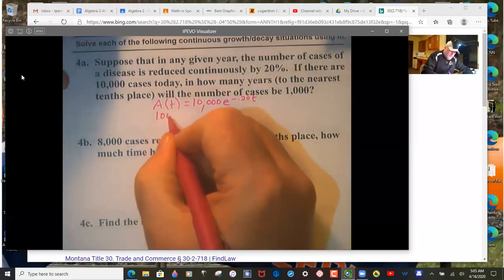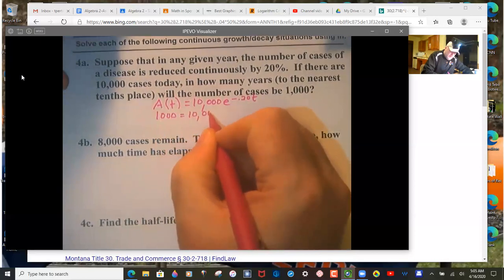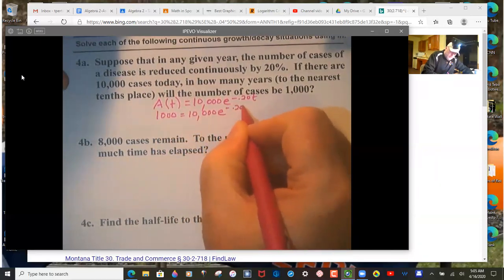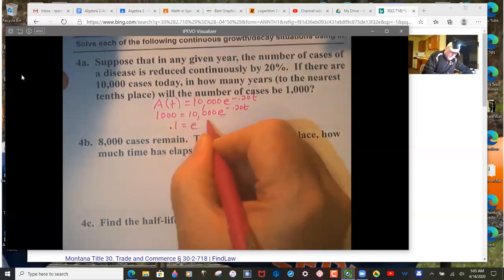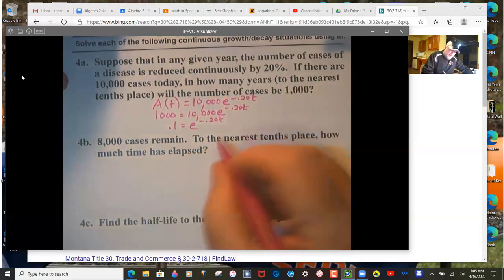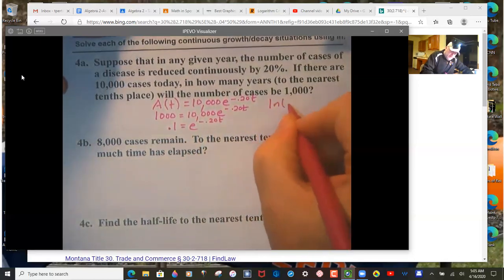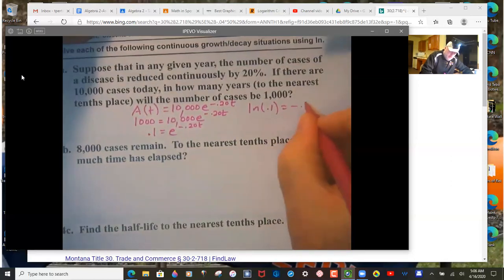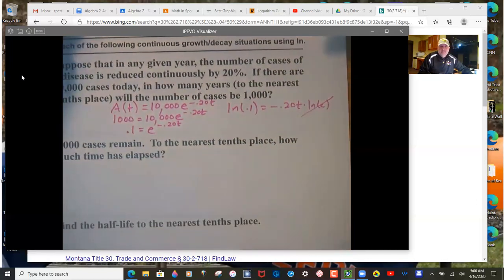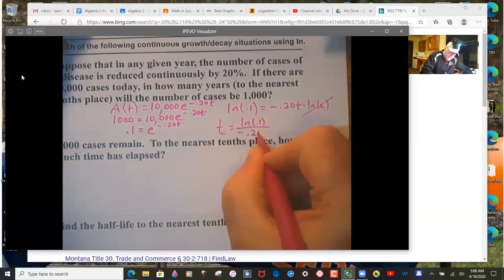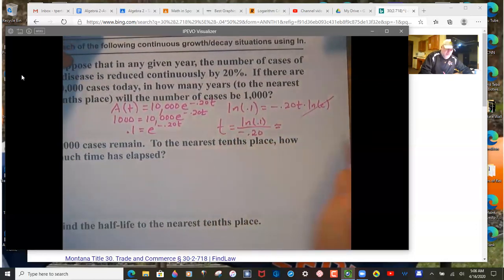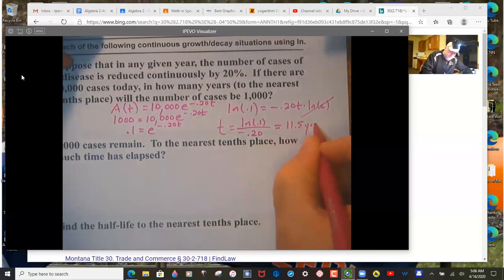So solving for t, which means we're going to be doing the natural log on both sides. This will be 0.1. And then ln on both sides. So we'll have ln of 0.1 equals negative 0.20t times ln of e, which is 1. And then divide by negative 0.20, and you'll have it. And that is 11.5 years.